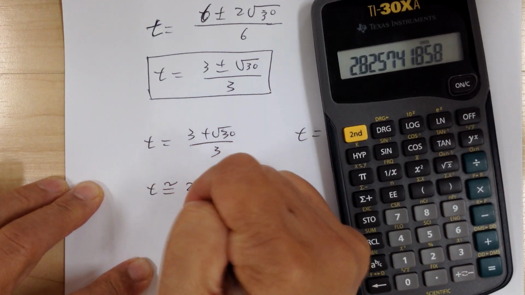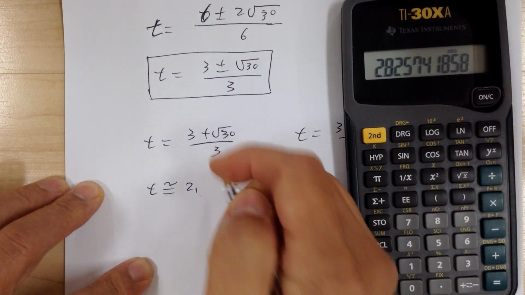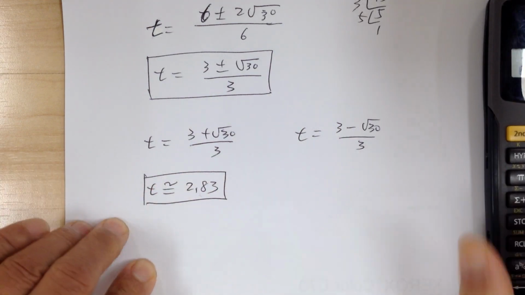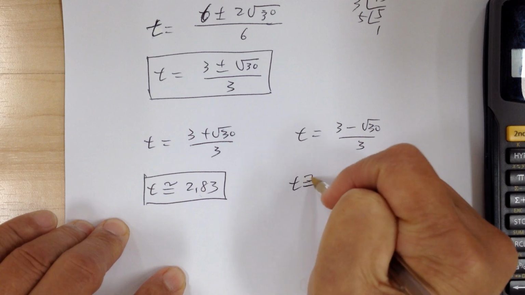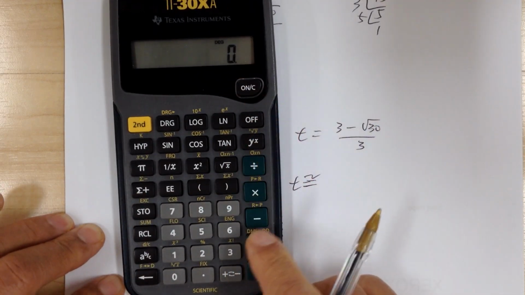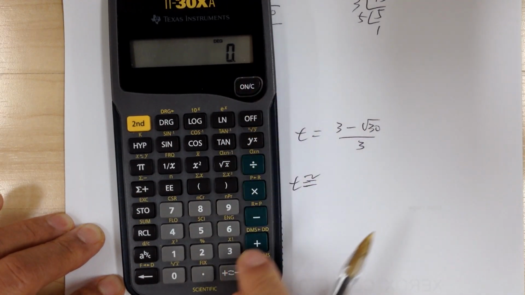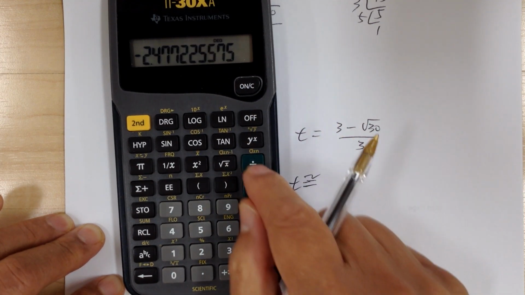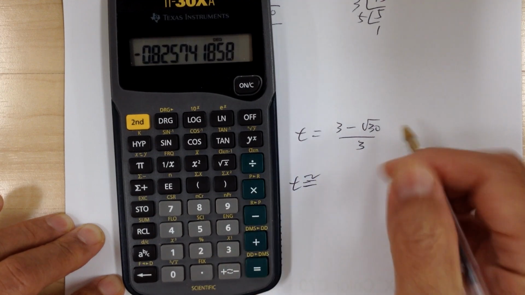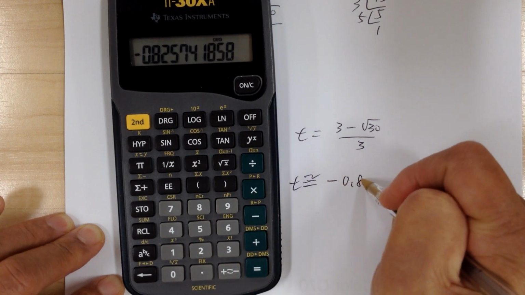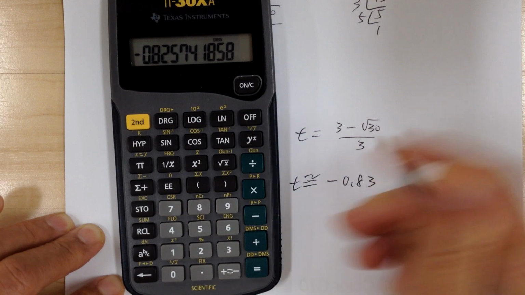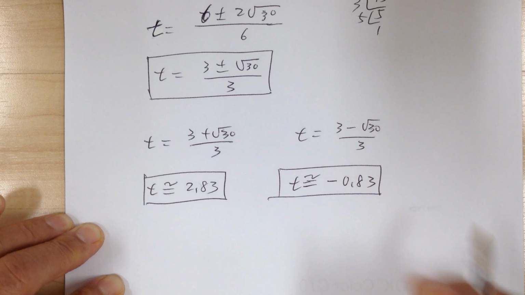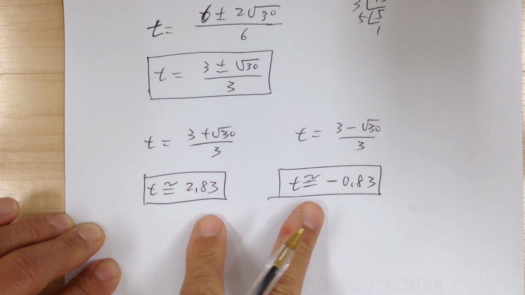Okay, so it's about 2.8257, so it'd be rounded off to 2.83. Okay? And this one, you're going to do the same thing. So this one, you're going to go 3 minus square root of 30. Make sure you push equal, then divide by 3. Push equal again. It would be negative 0.8, rounded to negative 0.83. So again, this is the exact answer, and these two are approximations.